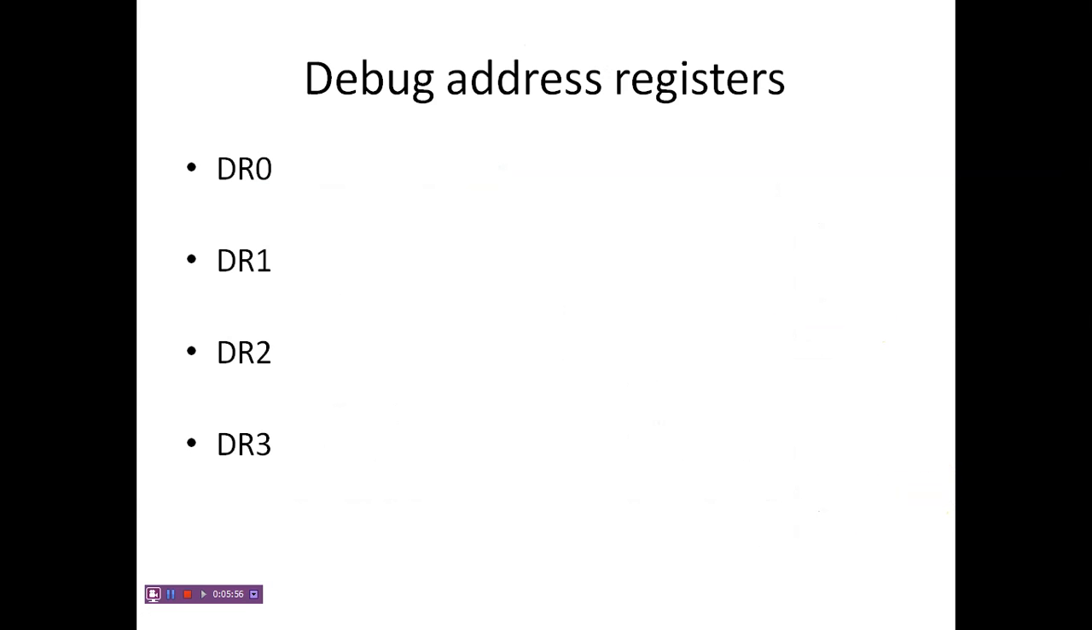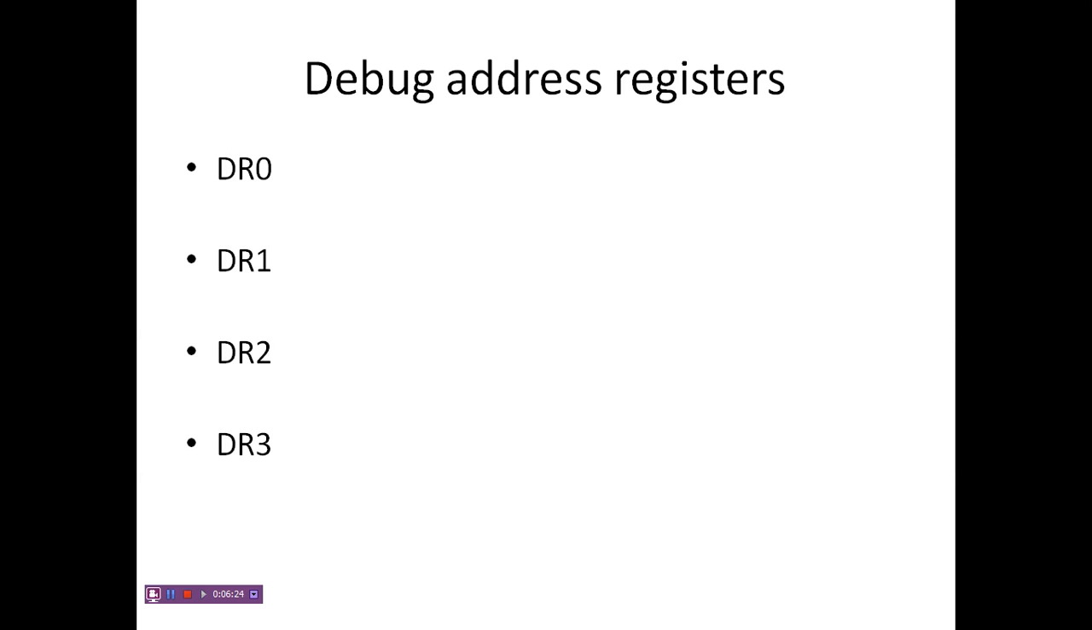Then debug address registers DR0 to DR3. These 4 debug registers provide the address of the breakpoint. Each of these registers contains the linear address associated with one of the 4 breakpoint conditions. Each breakpoint condition is further defined by bits in debug register 7, that is the DR7 register.